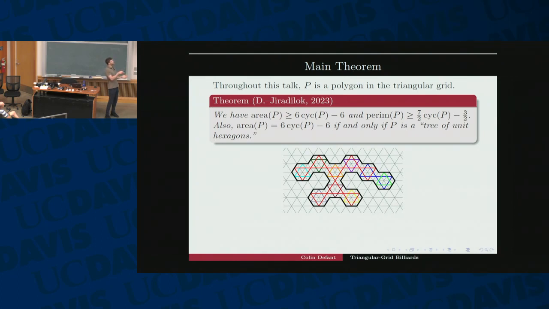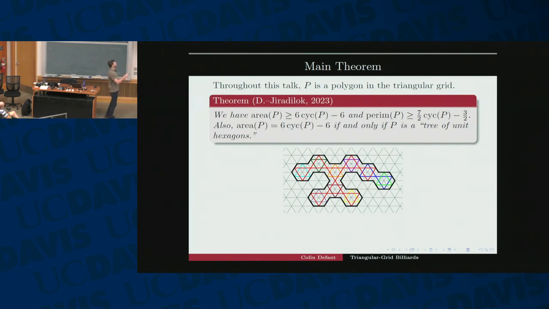It's basically something that looks like this, where you take a little regular hexagon of side length 1 and you glue it to another hexagon. You just keep gluing it to form like a tree. It's not hard to show that these do attain equality here, because every time you add on a little hexagon, you're going to increase the area by 6, and it's not hard to show that you increase the number of trajectories by 1.